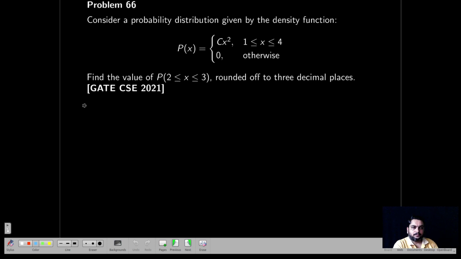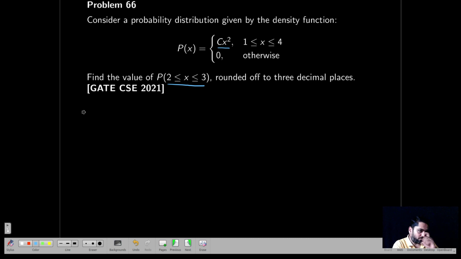Let's start. Consider a probability distribution given by the density function P of x equal to Cx square in the interval 1 to 4. Find P of 2 less than or equal to x less than or equal to 3. So the given function has C as a constant. First you have to find C. How will you find C?